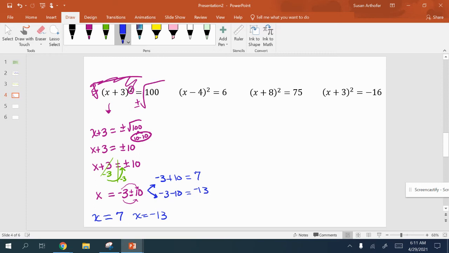Take a minute to write all that down. Hit pause, because I'm going to erase it, okay? I need a little, well, I'll leave it there for now. We'll see if I need the room.